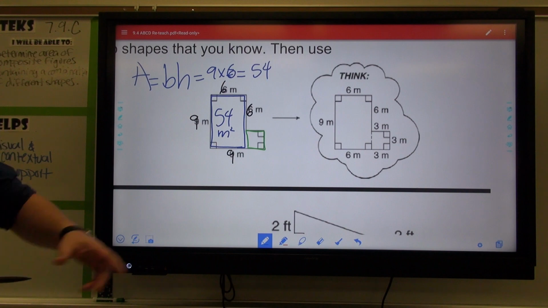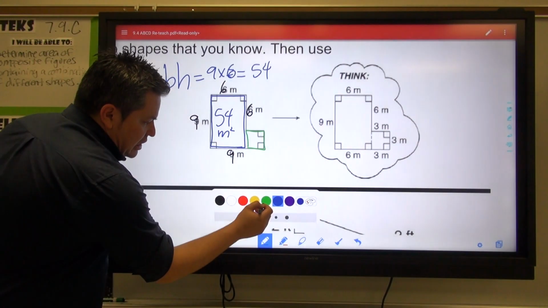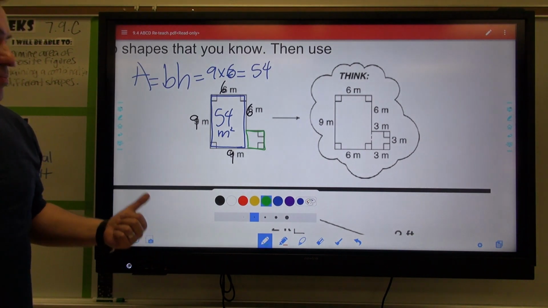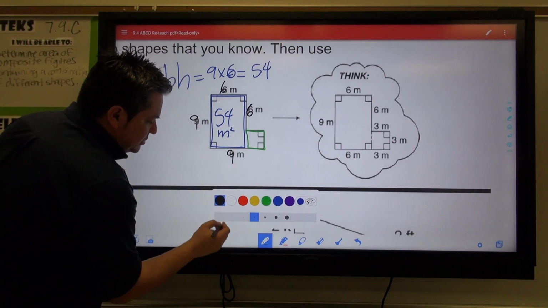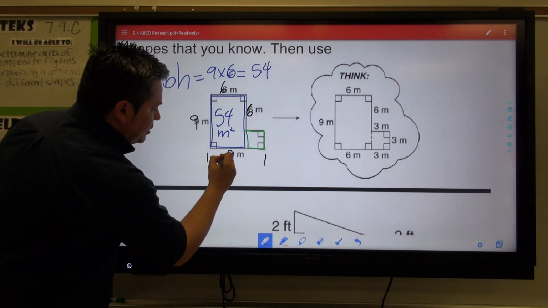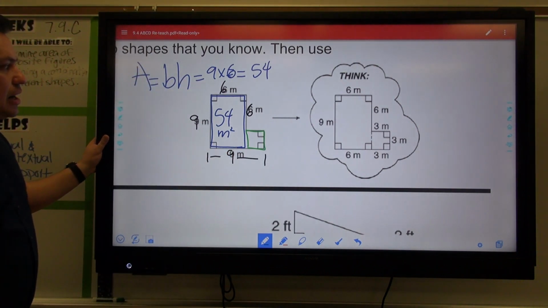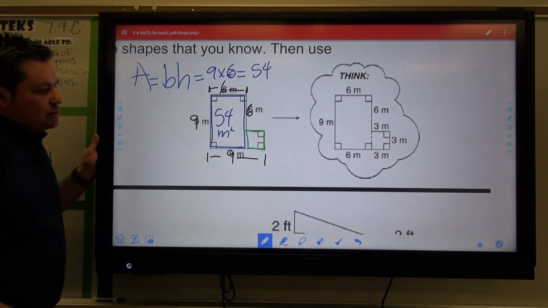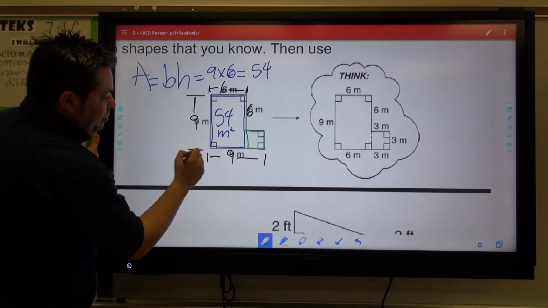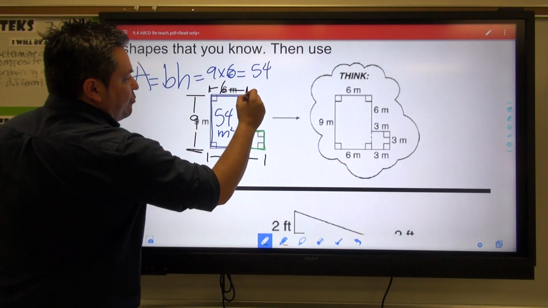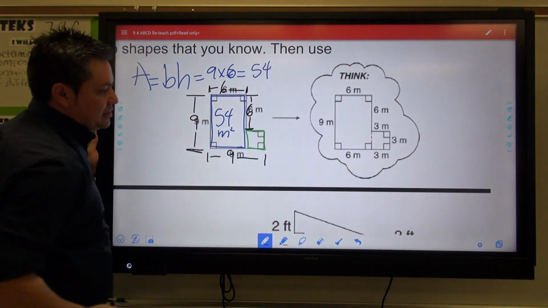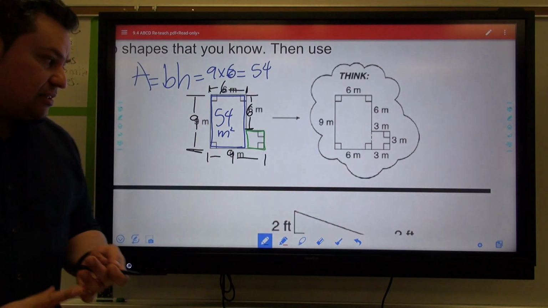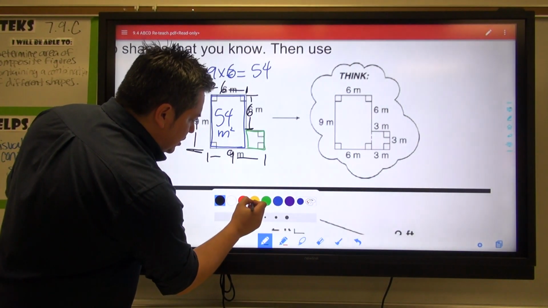Now for the green shape, I have to find the missing lengths, right? Because I don't have anything, but I can see them. I know the distance from here to here is 9. From here to here is 6. The distance from here to the bottom is also 9. And from here to here is 6. So that means I'm going to have to subtract or add something to get the missing lengths, right? So let's do it with red.